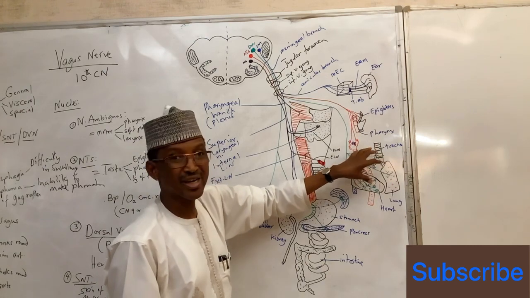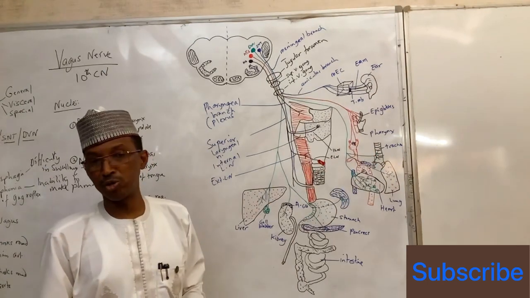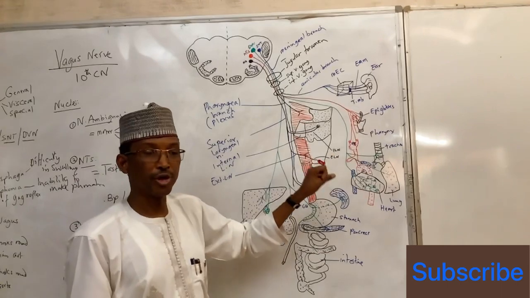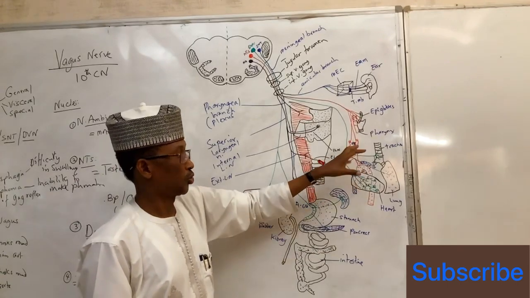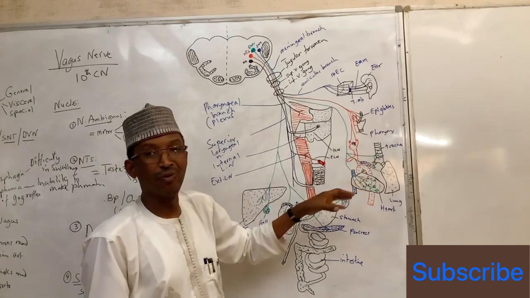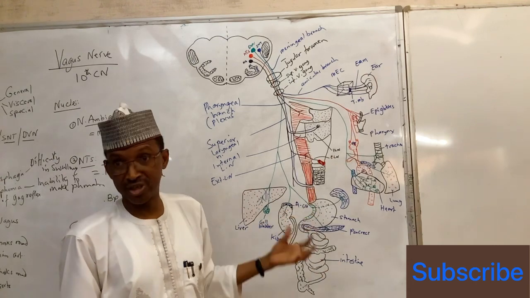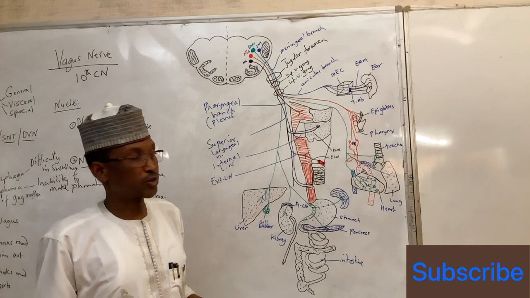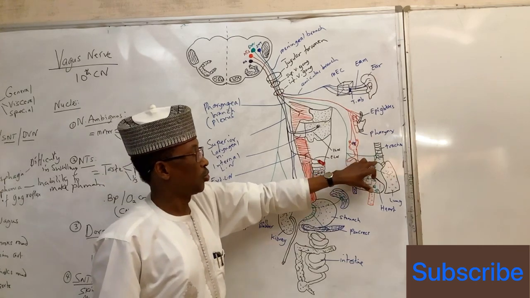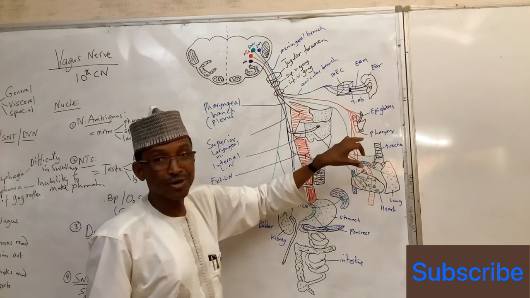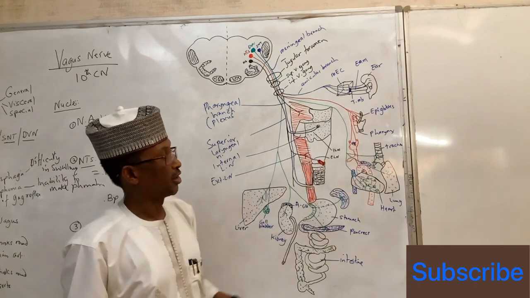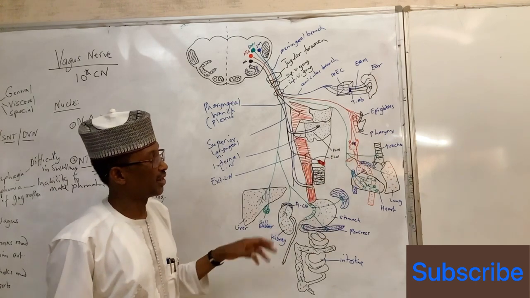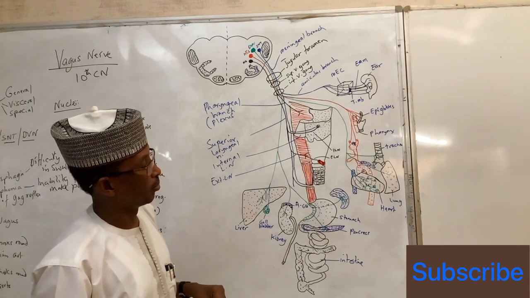They also regulate the contractions of the smooth muscles within the bronchioles and within the trachea, so that they cause what we call bronchoconstriction, to narrow down the airway. So they are secretomotor, and also they help in the contraction of the smooth muscle fibers within the trachea, the bronchioles and the main bronchi.